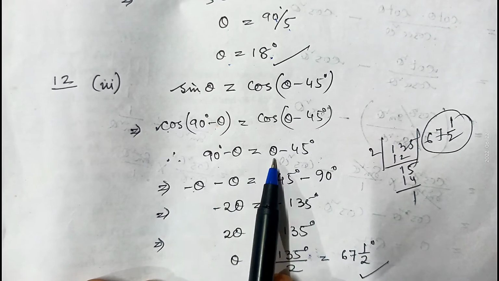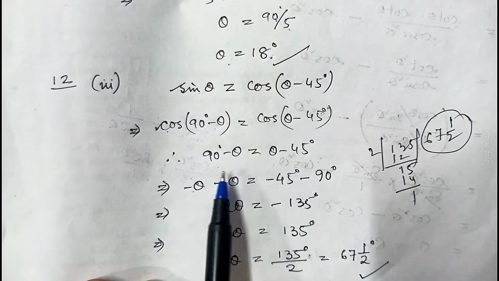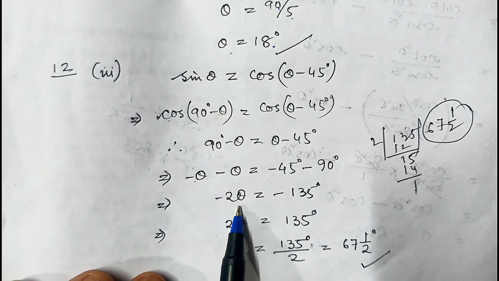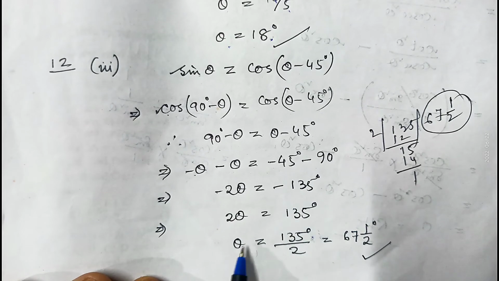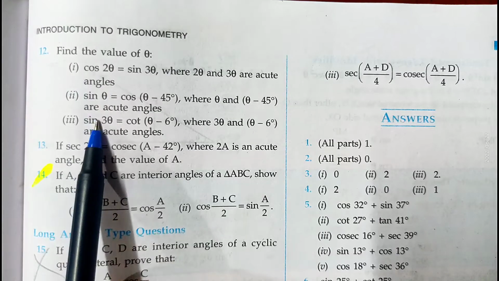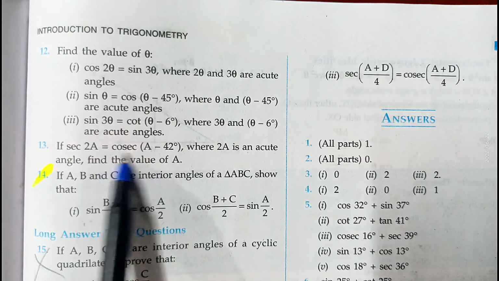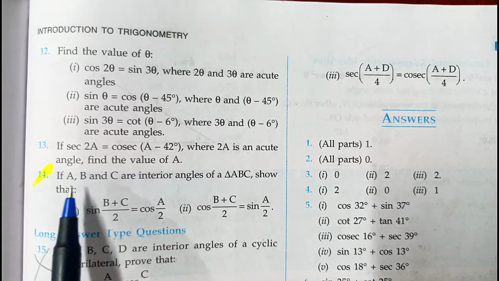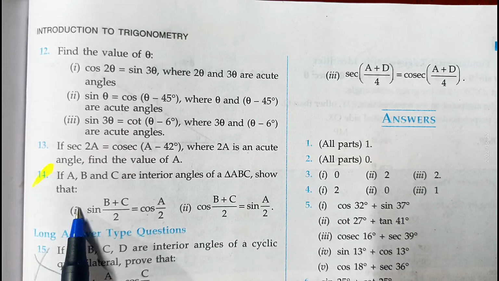So minus theta, this theta I have transferred, so it will be minus 45 minus 90, minus 2 theta equals minus 135. So 2 theta equals 135, theta will be 135 by 2, that means 67.5 degree. This is the required value of theta. I hope question number 12 is clear, and question number 13 is also of the same type. I hope this one you can do it yourself. So I am showing first part of question number 14, and that will be the last sum from this exercise.